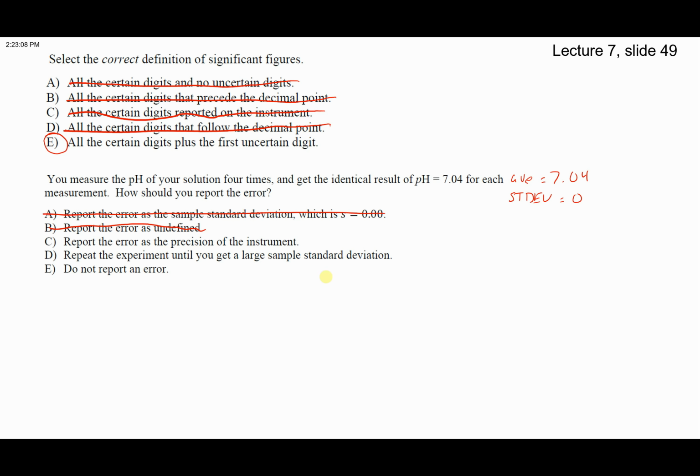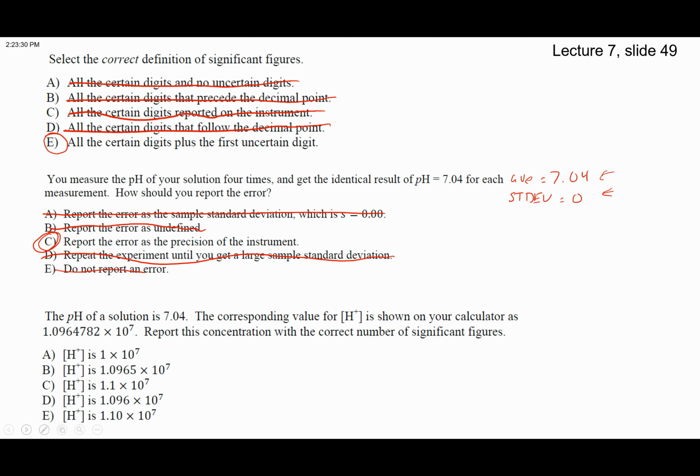Repeat the experiment until you get a large sample standard deviation. You may not get a large sample standard deviation. You may just continue to get the same number and get that 0. So that is not the correct answer. Lastly, do not report an error. Not going to happen. And yep, we were correct. The answer is C.